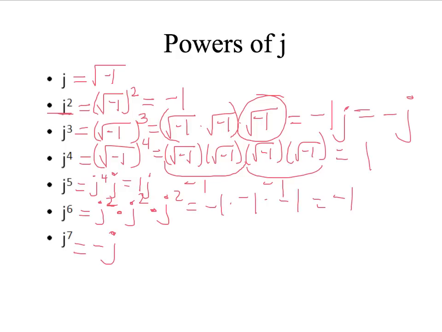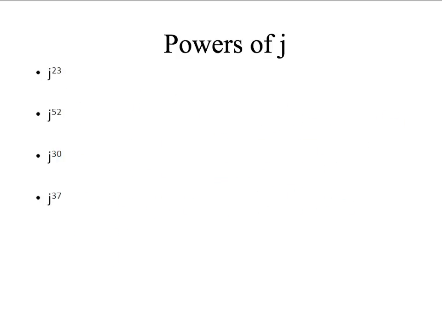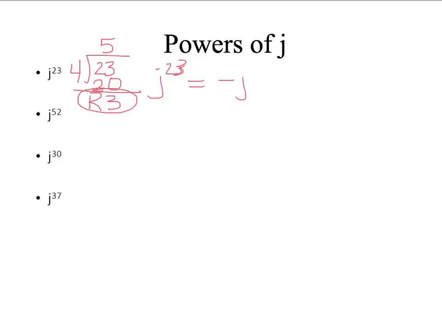Since the powers of j repeat every 4 times, we're going to take 4 and divide it into the exponent. 4 goes into 23 5 times, and 4 times 5 is 20. That will give us a remainder of 3. It's the remainder that we really want to focus on here. A remainder of 3 means that j to the 23rd will simplify to the same thing that j to the third will simplify to, which is negative j.